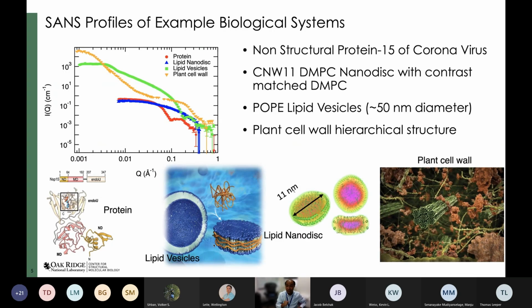This is just to touch upon the kind of example samples we have studied, or users come and study. So something like a globular protein, a lipid nanodisk, where the lipids are masked. We only see the protein that coils around. The green is the vesicle, and then something which is more hierarchical.